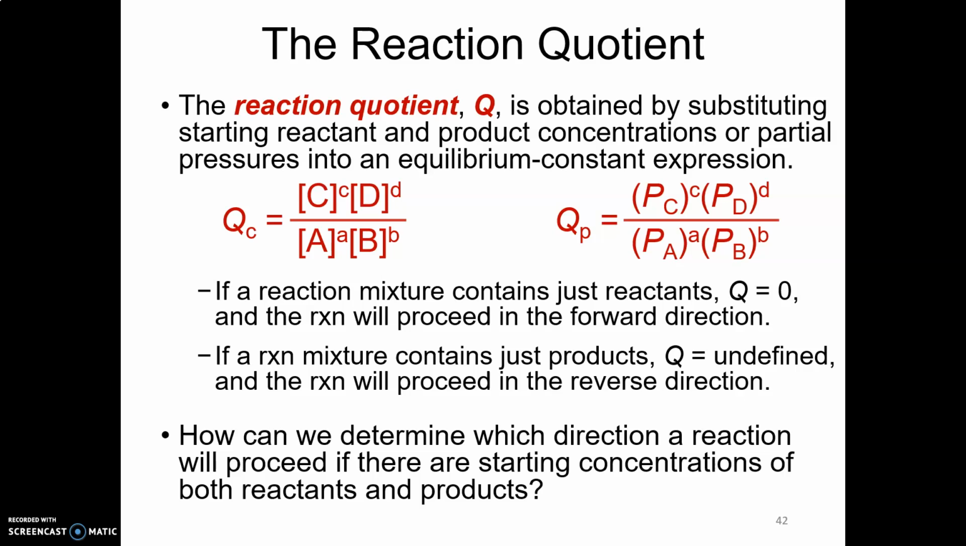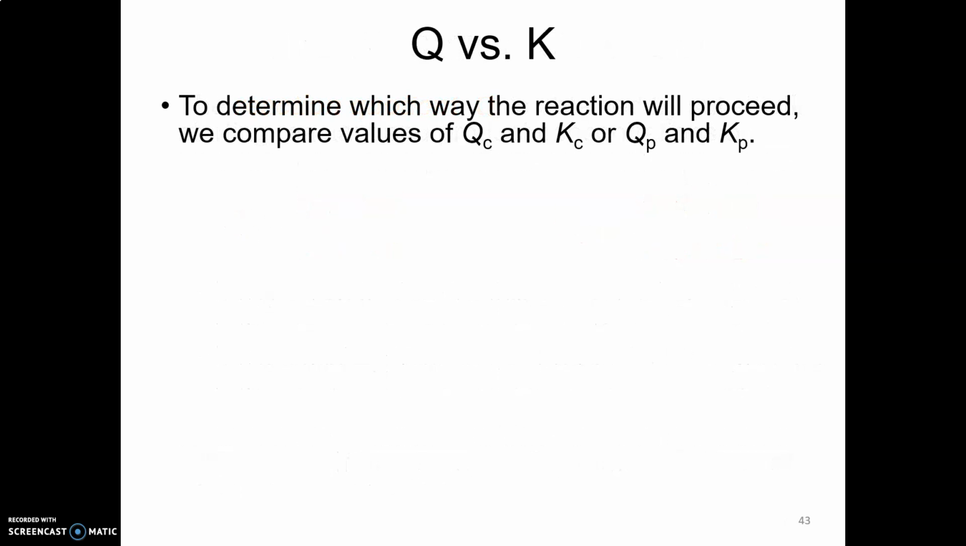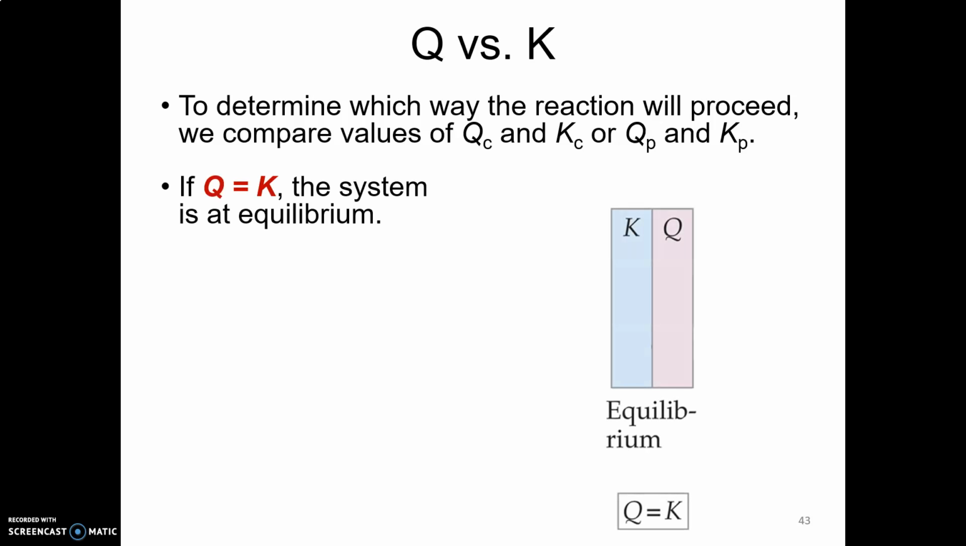But the main thing I want you to get is what starts on the next slide, which is the three scenarios of what happens when Q is less than K, greater than K, or equal to K. What does that mean, and how can I use that to predict the direction in which a reaction will proceed? All right, so we're going to compare Qc to Kc, and we're going to compare Qp to Kp, right? So the first thing is the easiest thing, right? If Q is equal to K, then what does that mean? That means you're already at equilibrium. This reaction is not going to proceed in either direction because you're already there, right?